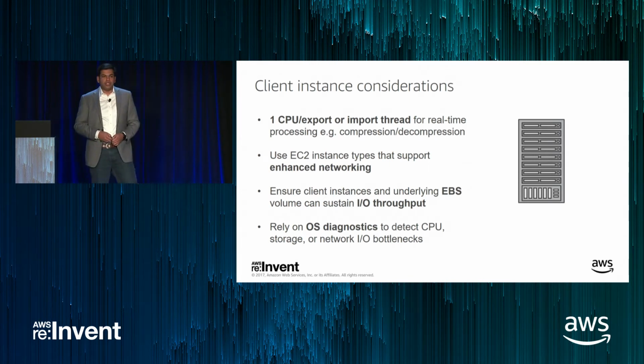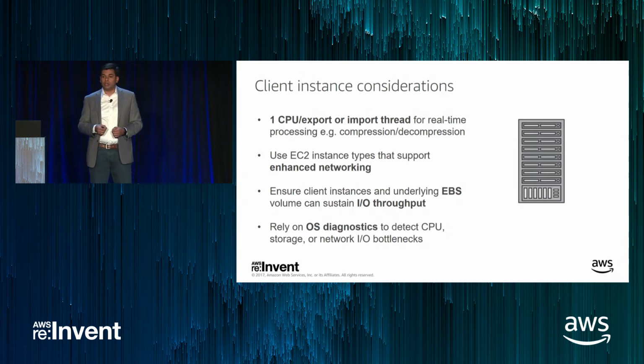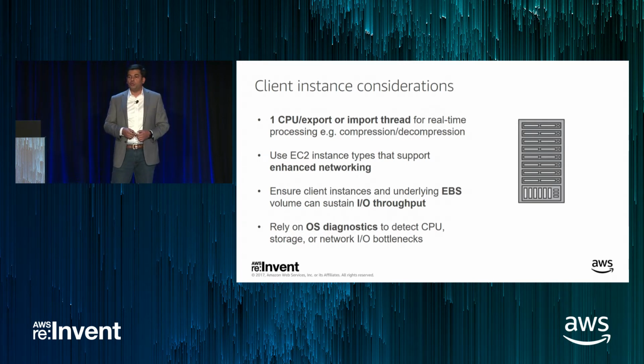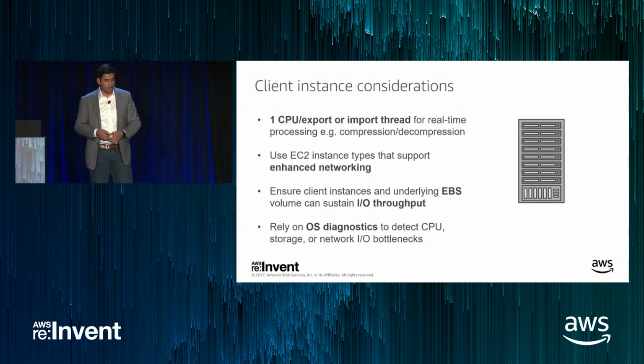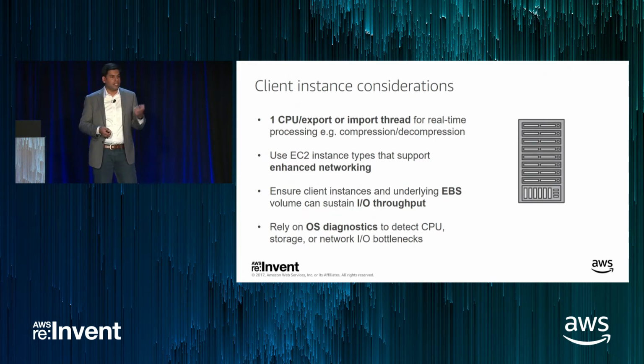Some of the other considerations with respect to client instances that you might want to keep in mind. Many times when customers contact us, they say, why should the client matter? Is it not the server that really matters? Well, in case of migrations, clients are also going to play an important role in terms of the amount of time it is going to take you to migrate. So what we recommend is that you provision a client machine, or instance in case of EC2, that has at least one CPU per export or import thread. And especially in scenarios where you are doing real-time processing, let's say you have compressed your data and you are doing compression and decompression, in those scenarios, you would want at least one CPU per thread.